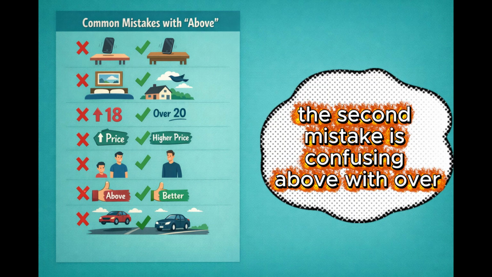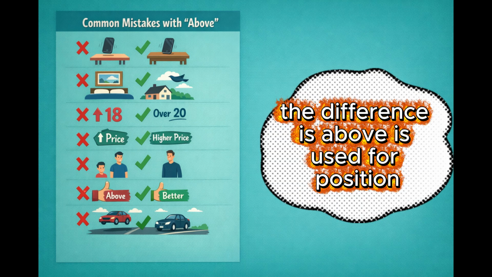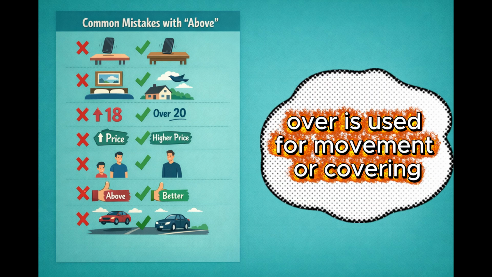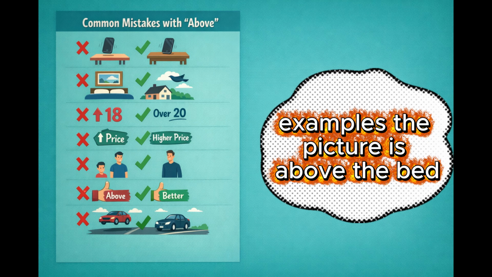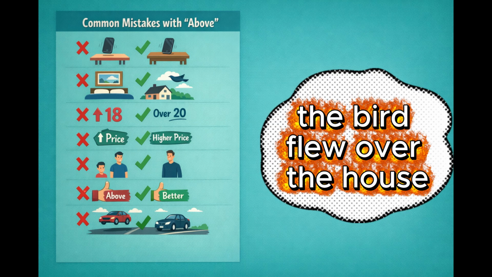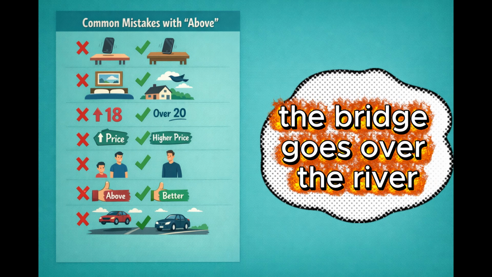The second mistake is confusing above with over. The difference is above is used for position, over is used for movement or covering. Examples: the picture is above the bed. The bird flew over the house. The bridge goes over the river.